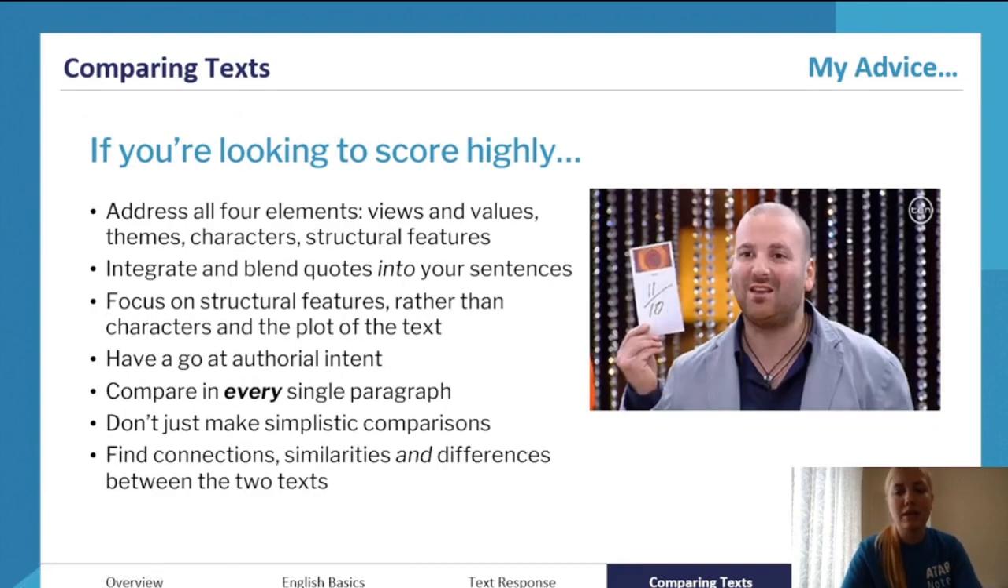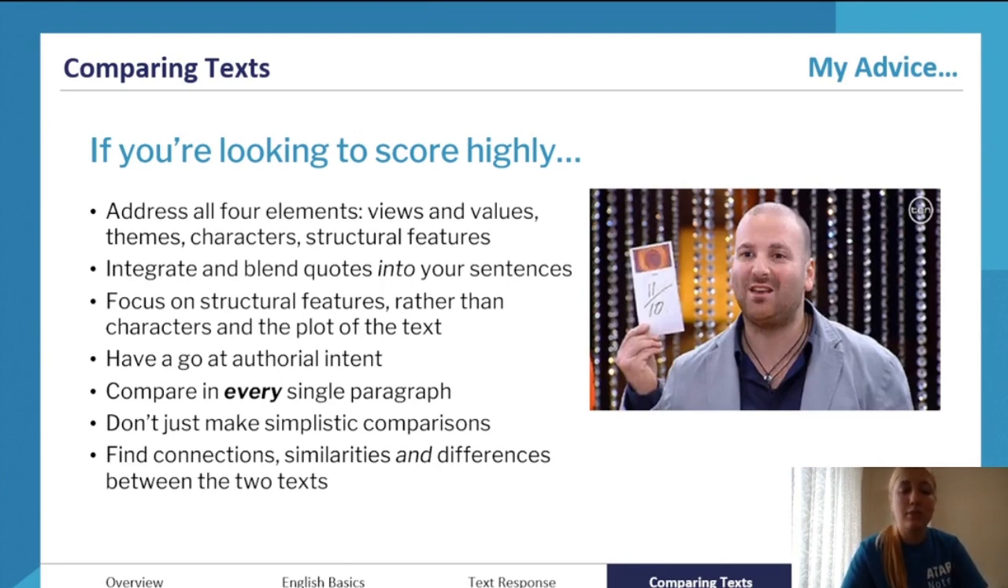So overall, my advice for comparatives is that, again, if you're looking to score highly, you still need to address all of those four elements that we discussed for text response, remembering back to that pyramid with structural features at the bottom. You also need to make sure that you integrate and blend quotes into your sentences and they flow smoothly and nicely. And this is something to practice if you struggle. Focus on structural features and genre specific devices. It's another great point of comparison for you rather than just characters and plot of the text. Analyze authorial intent again as much as possible.